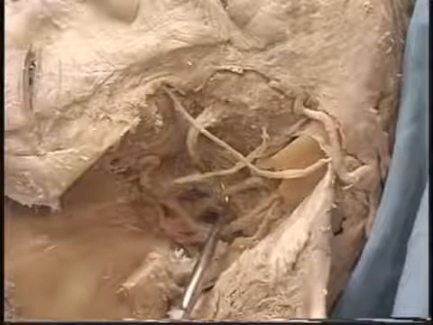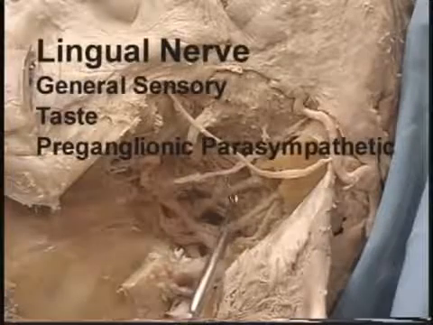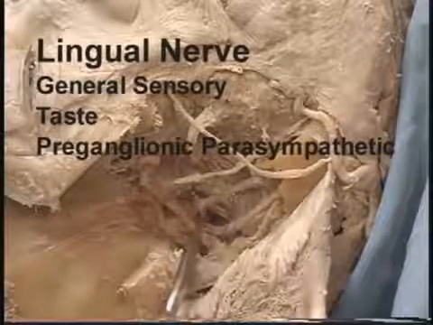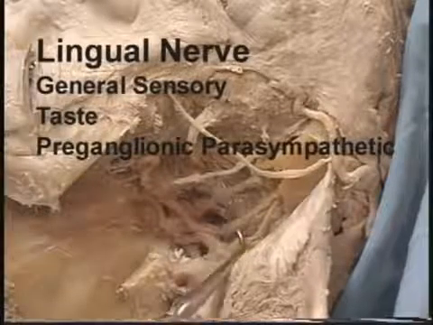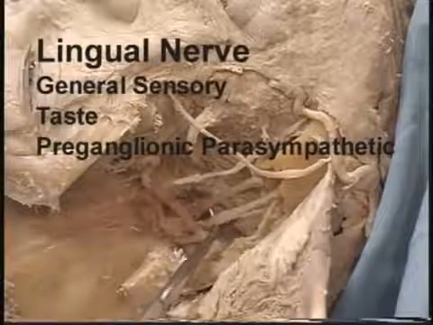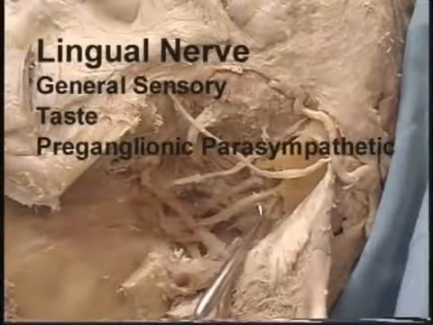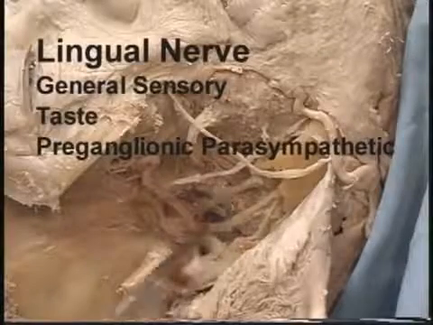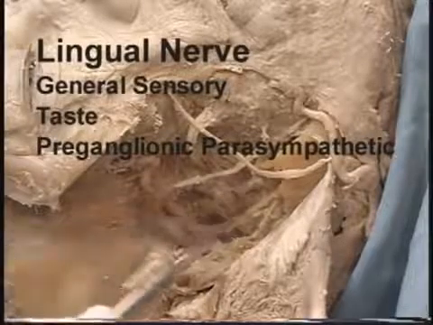It supplies the mucosa of the cheek, inside the cheek. Answer number 4. I'm holding the lingual nerve. Look at its position. It lies anterior to the inferior alveolar nerve. You can see the inferior alveolar nerve lying posteriorly. This is coming from the main stem of the mandibular nerve.